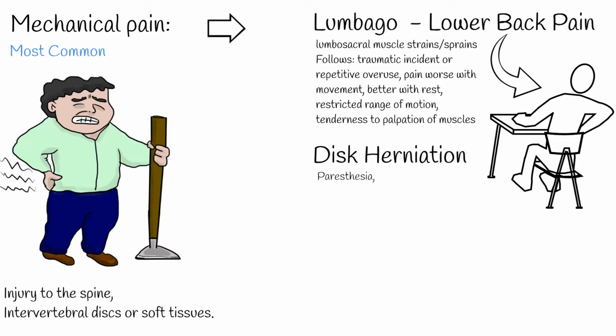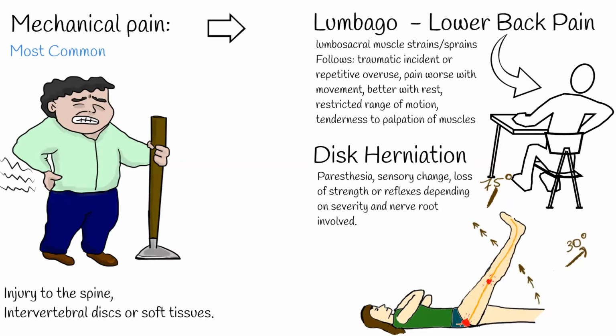Another common cause is disc herniation, and it's also traumatic back pain. It usually involves the L4 to S1 segments, and may include paresthesia, sensory change, loss of strength or reflexes, depending on severity and nerve root involved. A straight leg raise test can be done to identify possible lumbar disc herniation. With the patient lying straight, raise the patient's leg to 30 to 70 degrees. Ipsilateral leg pain at less than 60 degrees is a positive test for lumbar disc herniation. Pregnancy also causes mechanical back pain.